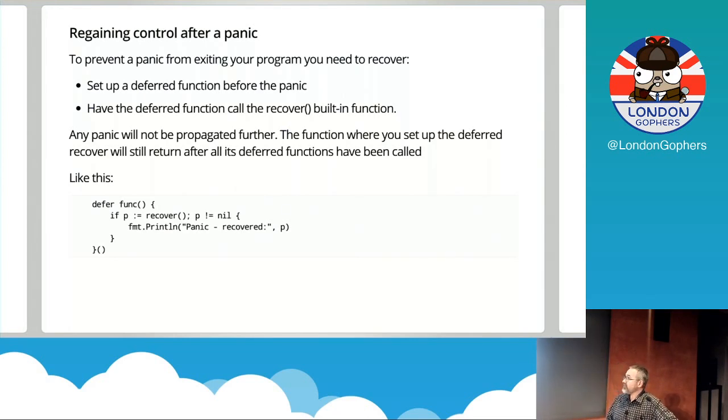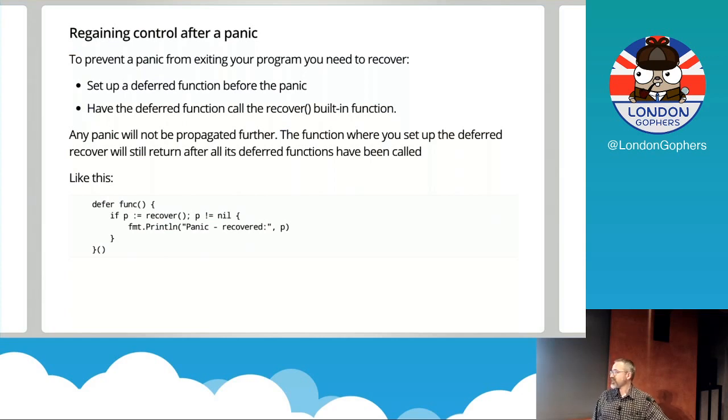You need to call recover, and you need to call it from a deferred function. The reason for this is because the only code that gets run after a panic is code in deferred functions. So it has to be in a deferred function, and the panic will not be propagated any further, and the function that you set up the deferred recover from will still return after all its deferred functions have been called.